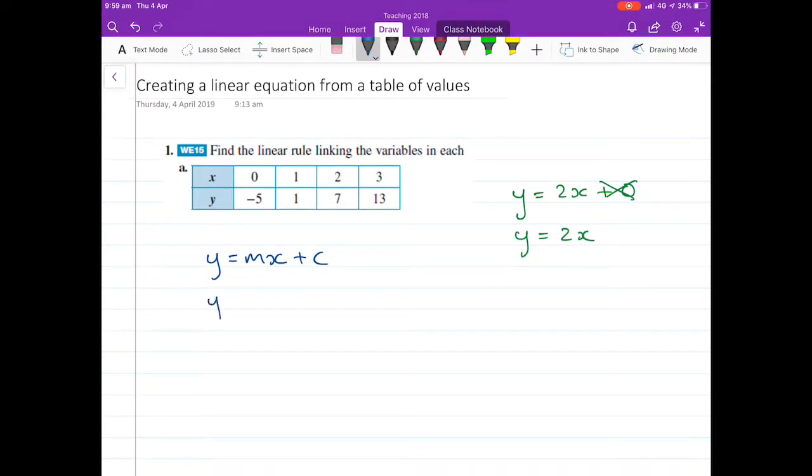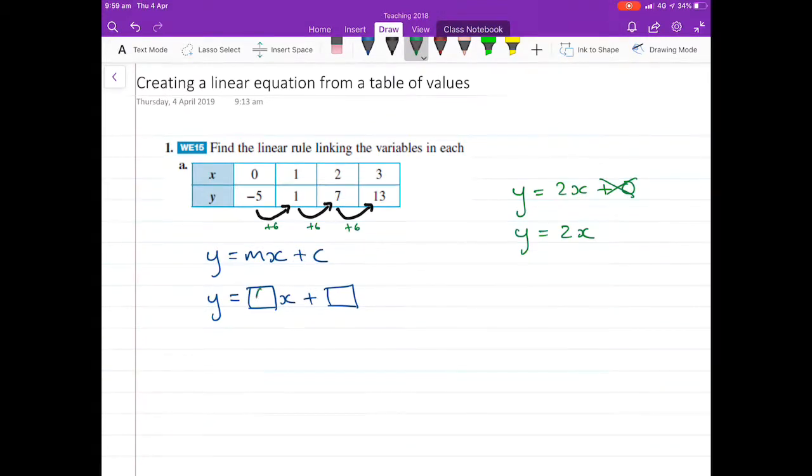As always, with our linear equations, there's two things that we need to go and find. One is our m and one is our c. To help us fill those two boxes in, first thing that we're going to do is we're going to look at what needs to be added or subtracted as we go from one y value to the next. Okay, so negative 5 to 1, we're adding 6, 1 to 7, adding 6, 7 to 13, adding 6. And that should be the case because linear rules are all about constant change. Okay, so that 6, very simply, goes here beside our x. So that's actually our gradient.